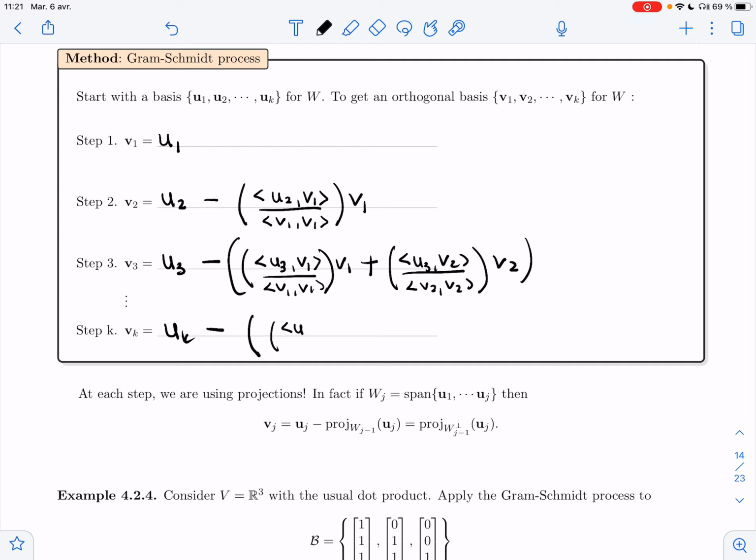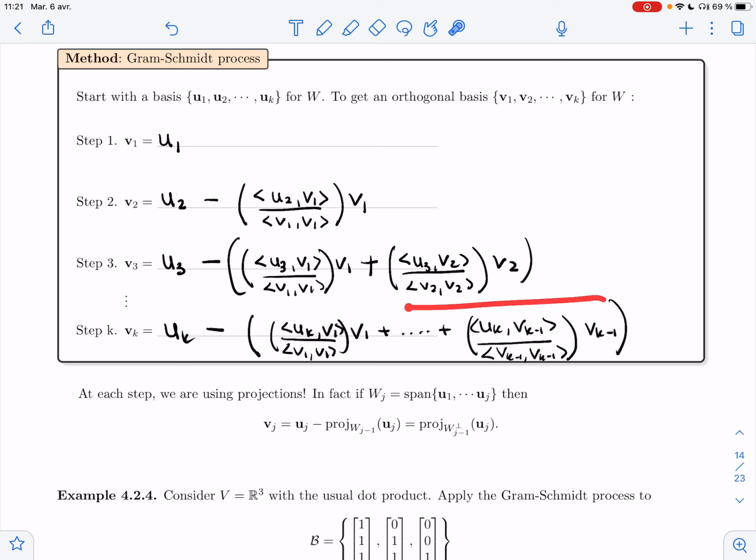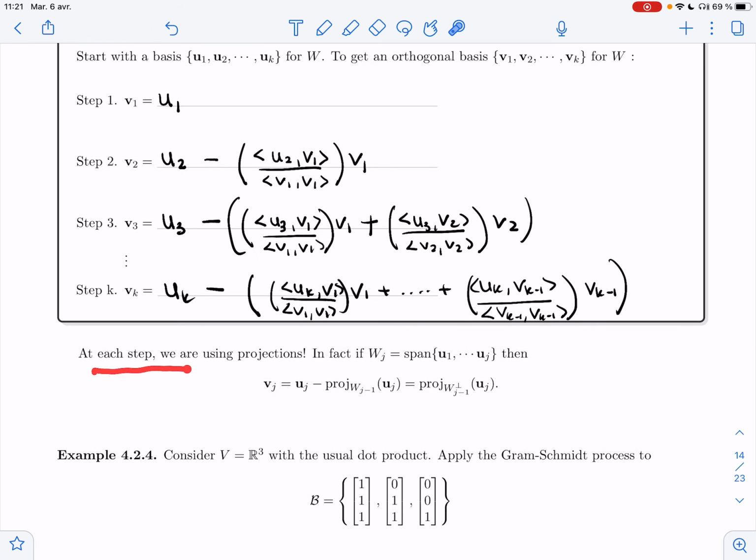In general, I'm going to take UK minus the inner product of UK with V1 over V1 with V1 times V1, and so on, up to the inner product of UK with VK minus 1 over VK minus 1 with VK minus 1 times VK minus 1. So you take away everything that's along V1 through VK minus 1. At each step, we're using projections. In fact, if we take WJ to be the span up to J, then VJ is UJ minus the projection of UJ onto WJ minus 1. It's really the part of UJ that's perpendicular to the vectors you're already using.